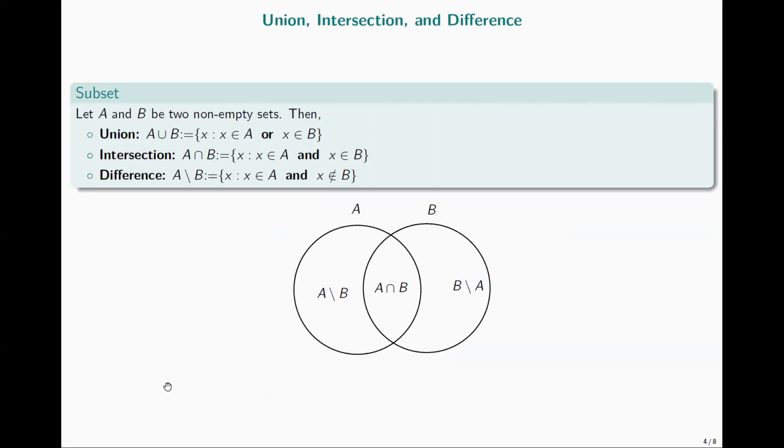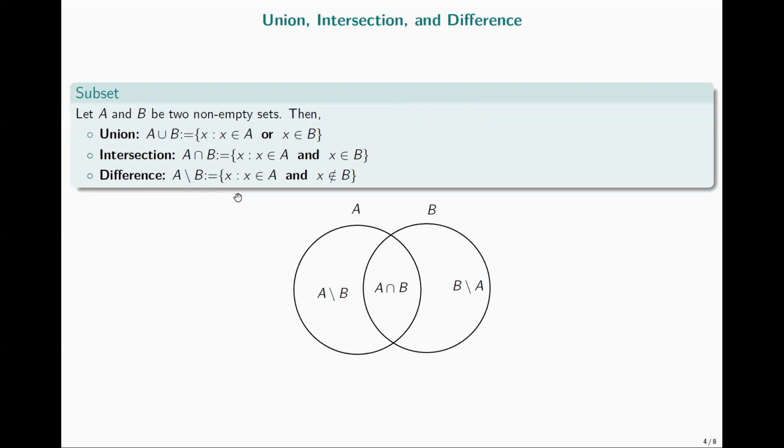Next, I will discuss, after the subset, union and intersection. Okay. So what do we mean by union and intersection? If A and B are two sets, then union means x belongs to A or x belongs to B. Intersection means x belongs to A and x belongs to B. So note that in union, either x belongs to A or x belongs to B, it is fine. But in intersection, it has to belong to both: x belongs to A and x belongs to B.